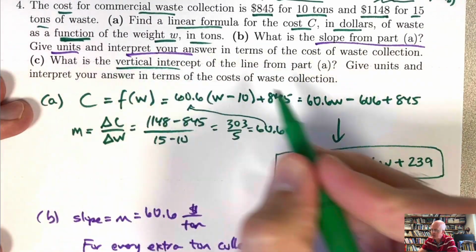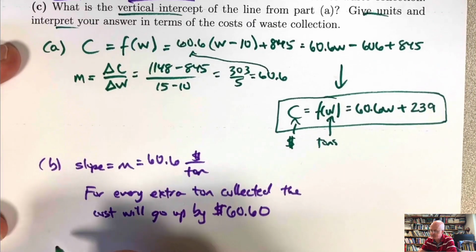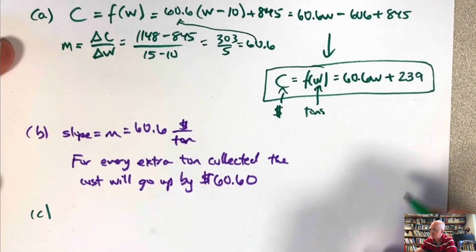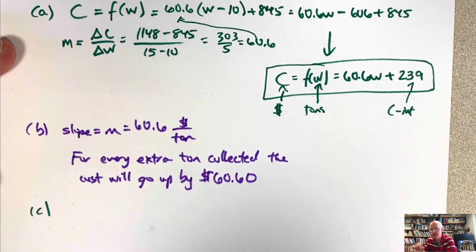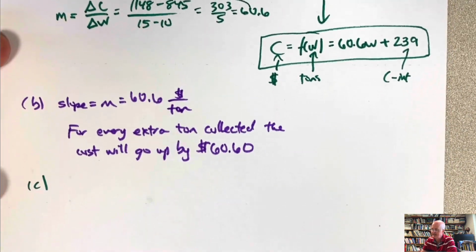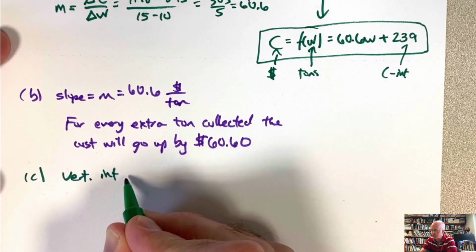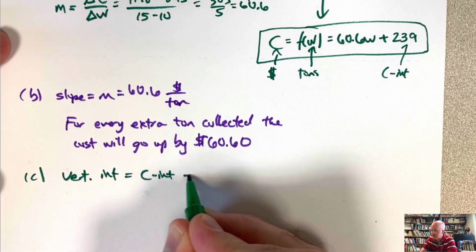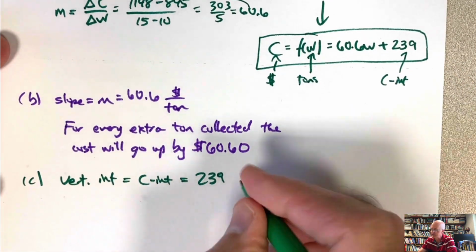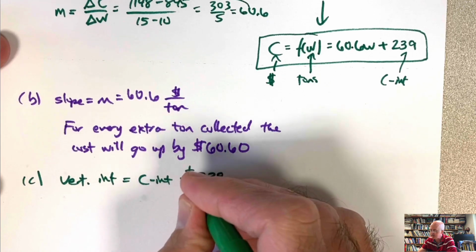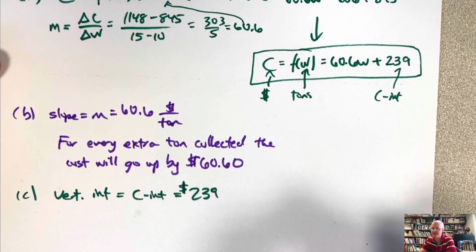Part C. What is the vertical intercept of the line from part A? Give units and interpret your answer in terms of waste collection. It's right there. There's your C-intercept. That's your vertical intercept. W would be horizontal, C would be vertical. The vertical intercept, which is the C-intercept, is 239. What are its units? It's the same as the units for C. This would be dollars. $239.